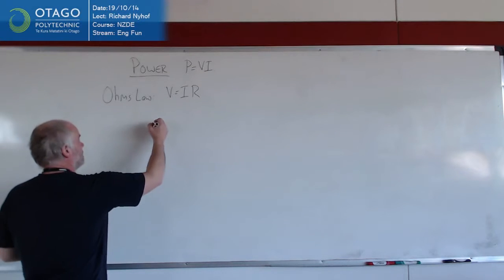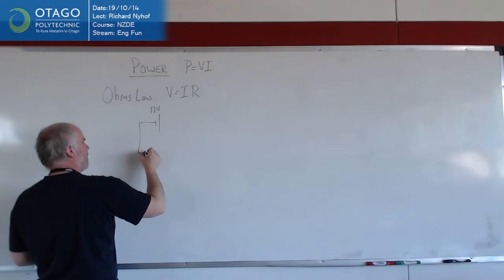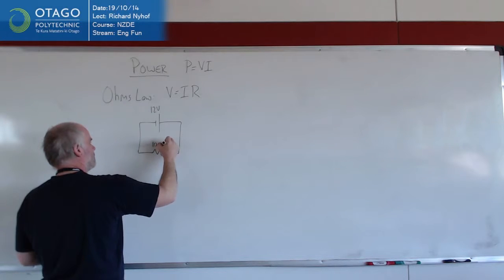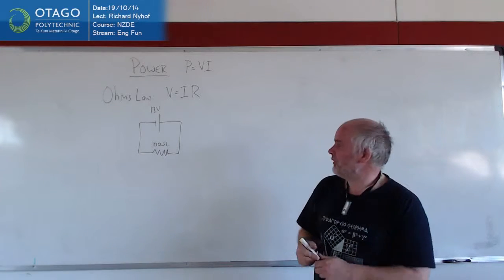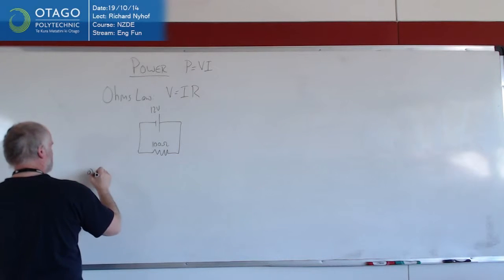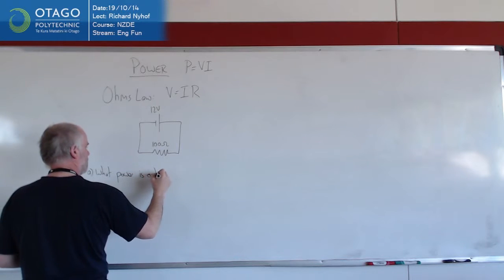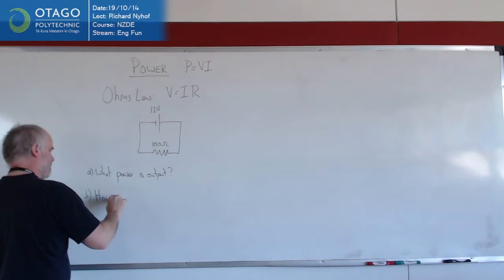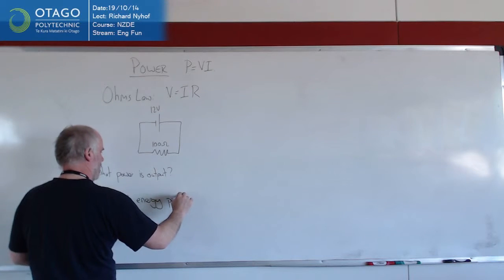So let's just have a go at doing something. Say we had a 12 volt supply hooked up to a resistor of 100 ohms, and the question is going to be what power output is this setup going to have? So let's have a look at asking two questions. What power is output, and how much energy per hour?